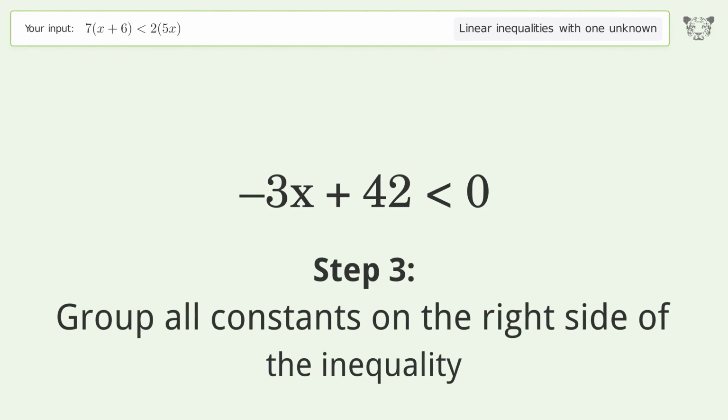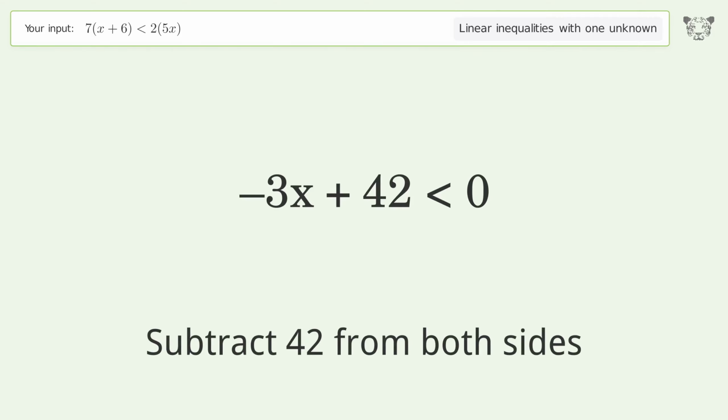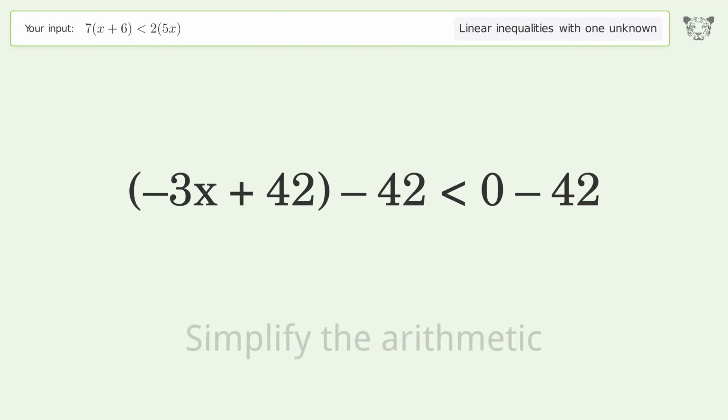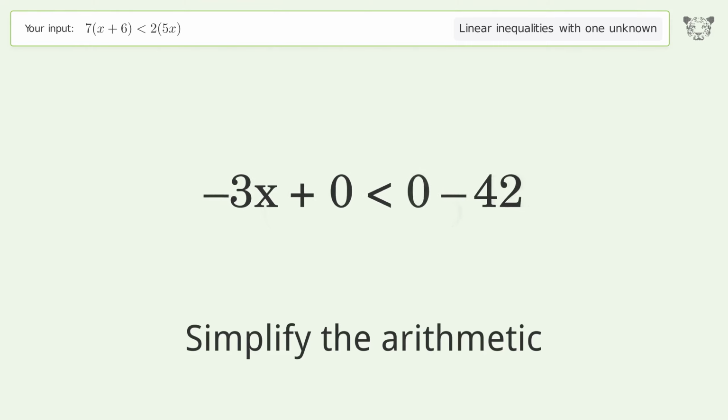Group all constants on the right side of the inequality. Subtract 42 from both sides. Simplify the arithmetic.